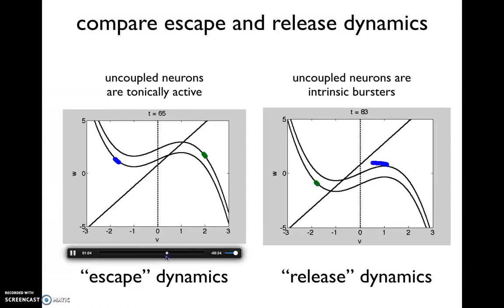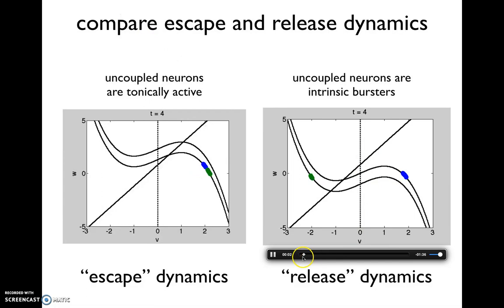Now, the reason why this is considered escape dynamics is simply that the blue neuron is able to escape the inhibition from the green neuron by passing underneath the knee of the inhibited voltage nullcline. So it's really the escape of the blue neuron, the escape of the silent neuron from inhibition by the active neuron that's causing the roles of the two neurons to exchange.